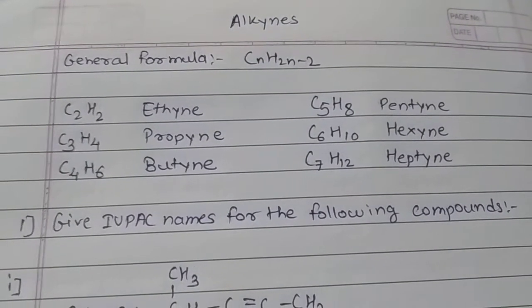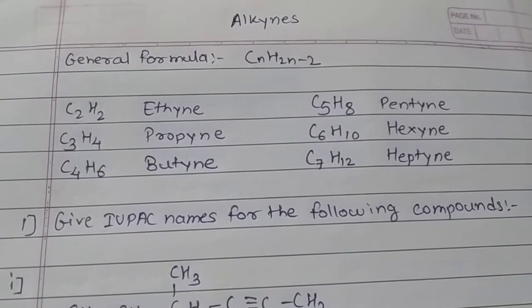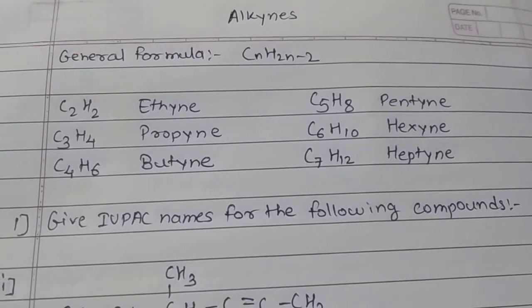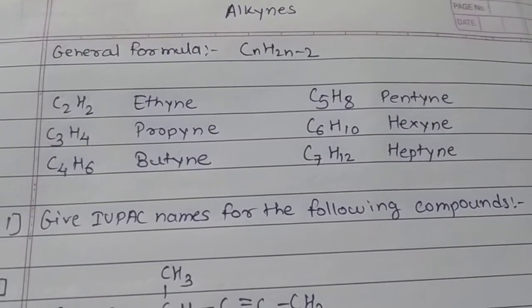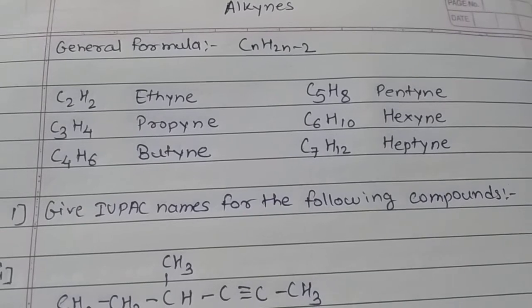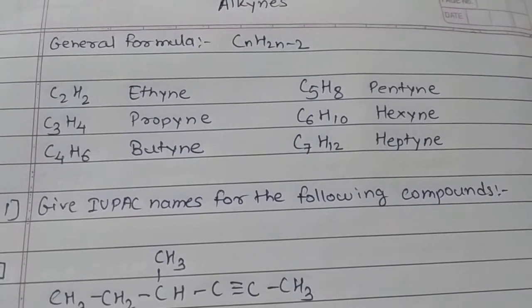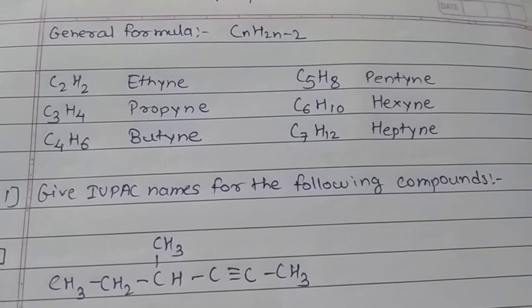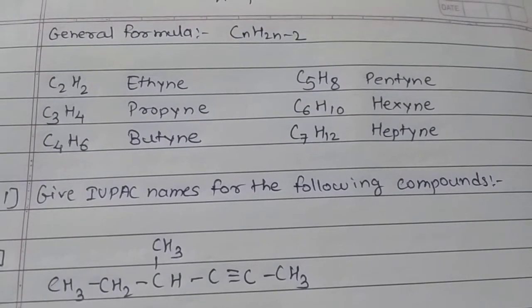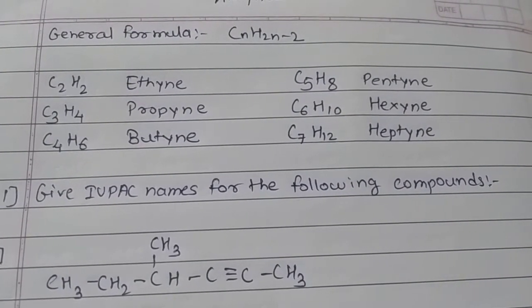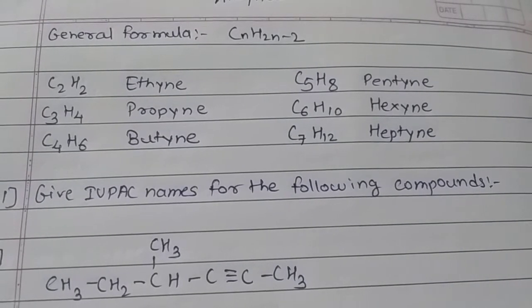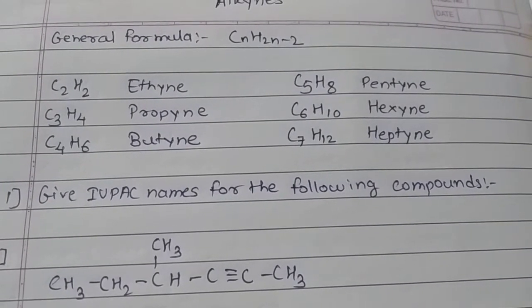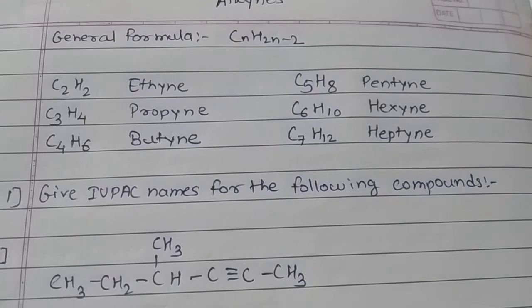Then if we put n is equal to 3, C3H4, propyne. Then n is equal to 4, C4H6, butyne. Then 5 for pentyne, C5H8. Then hexyne, C6H10, and heptyne, C7H12, and so on. So this is the general formula of alkynes, CnH2n minus 2.